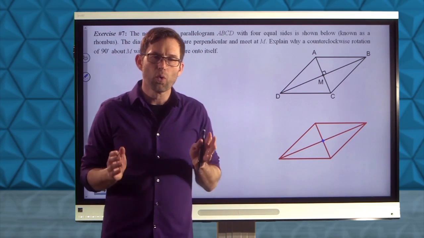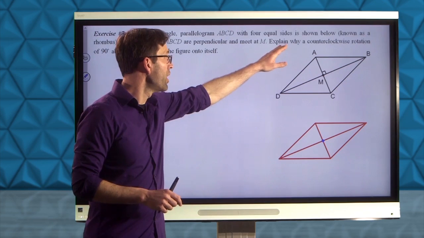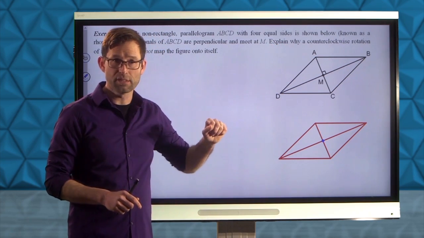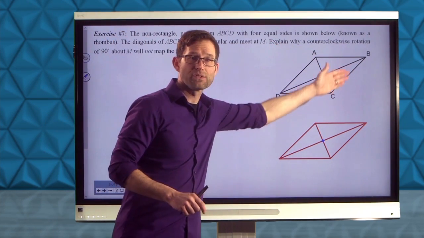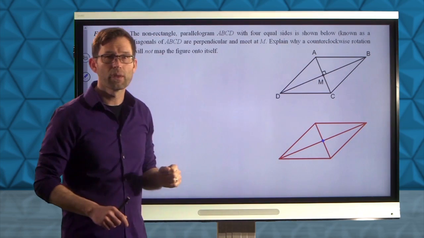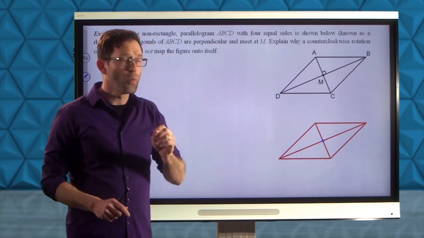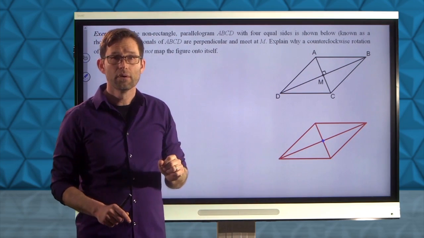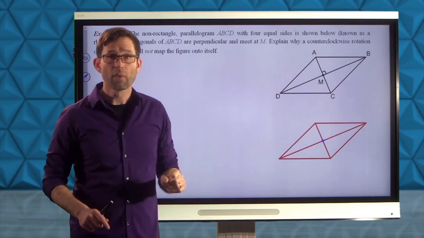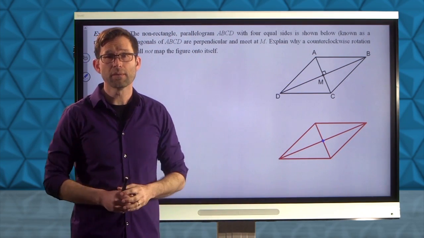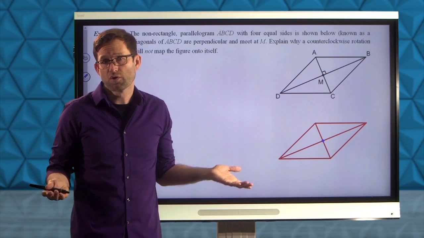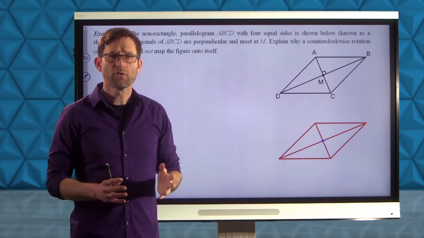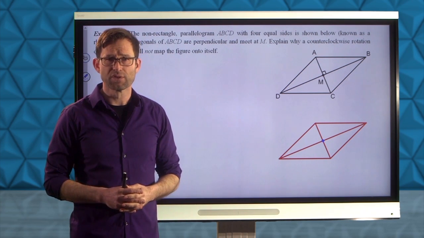So one of the really kind of cool, remarkable things that we'll study with rhombi or rhombuses is that their diagonals are perpendicular to each other. So the question is, why can't I take this figure, rotate it 90 degrees about point M, and have it land on itself and have it be a symmetry? Take a moment, use tracing paper if you need to, and try to write down an explanation for why this is true.